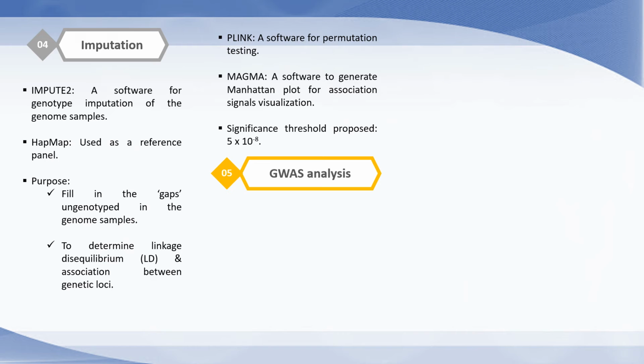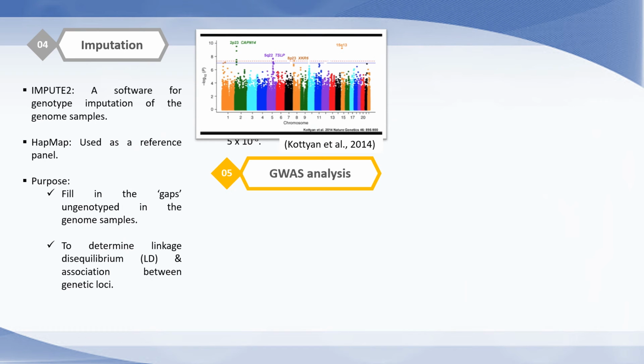Then, the MAGMA software is used to generate a Manhattan plot to visualize the significance of all association signals, whereby the significance threshold is set to be 5 times 10 to the power of negative 10, which is slightly more stringent than the common threshold of 5 times 10 to the power of negative 8. And this is an example of how the Manhattan plot should look.